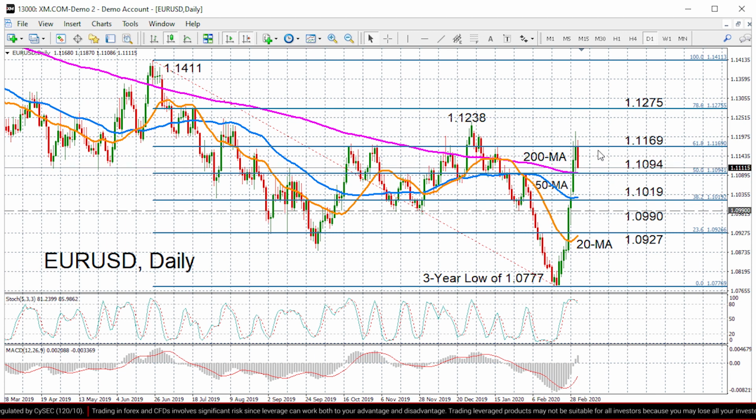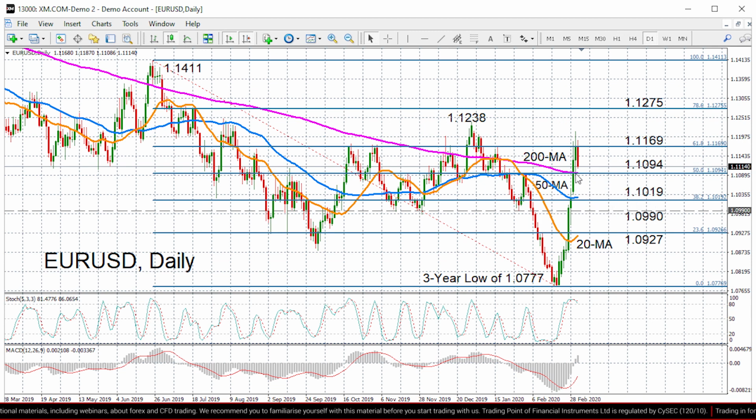1.1170. A break above that level could then see further hurdles at the December peak of 1.1238, followed by the 78.6% Fibonacci at 1.1275. If those hurdles are cleared, EURUSD would be on a more sustained path outwards, and then it might be able to make another attempt at the 1.14 handle, which it last tested back in June of last year.